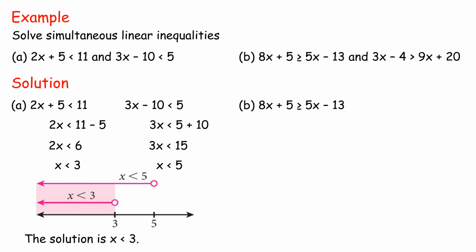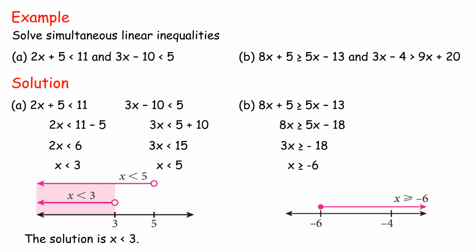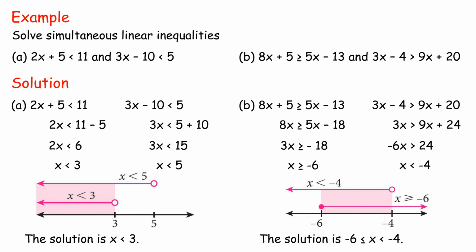B. 8x plus 5 greater than or equal to 5x minus 13. 8x greater than or equal to 5x minus 18. 3x greater than or equal to minus 18. X greater than or equal to negative 6. 3x minus 4 greater than 9x plus 20. 3x greater than 9x plus 24. Negative 6x greater than 24. X less than negative 4. The solution is negative 6 less than or equal to x, less than negative 4.